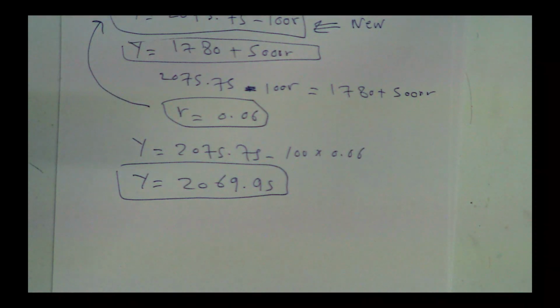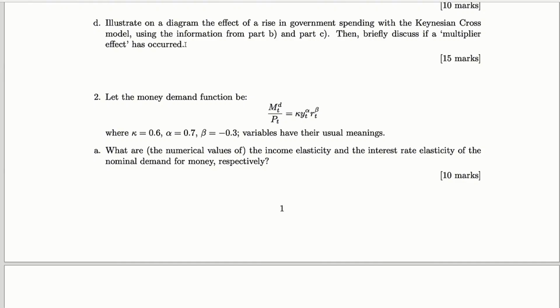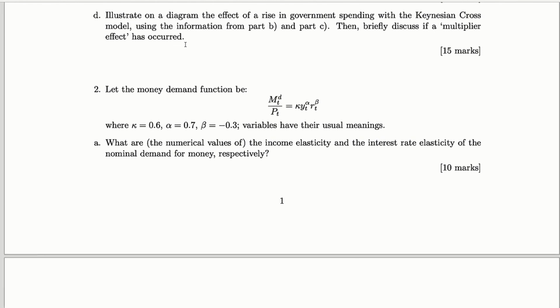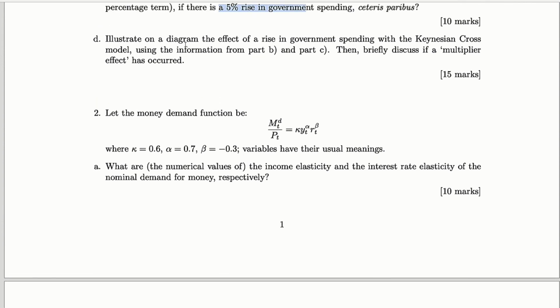So is it clear now? The only thing I need to do now is work out the new equation for the goods market, and then use that to find the new equilibrium point. In part D, we want to use a diagram to explain this effect: when G changes, how does the equilibrium change on a diagram?